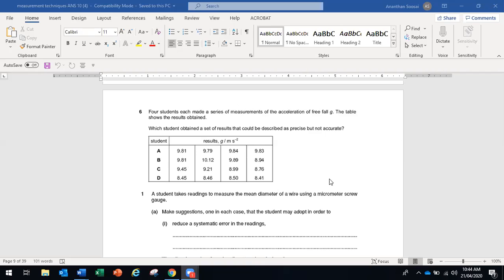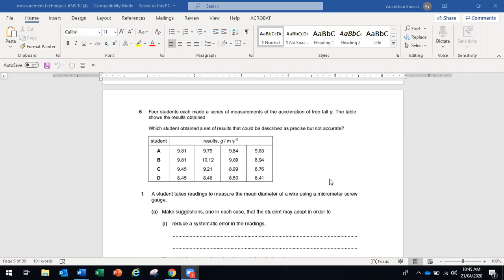Which data is accurate and also precise? A, B, C, D. A looks more accurate, right? A is accurate and precise. What can you tell about B? Is it accurate? Is it precise?